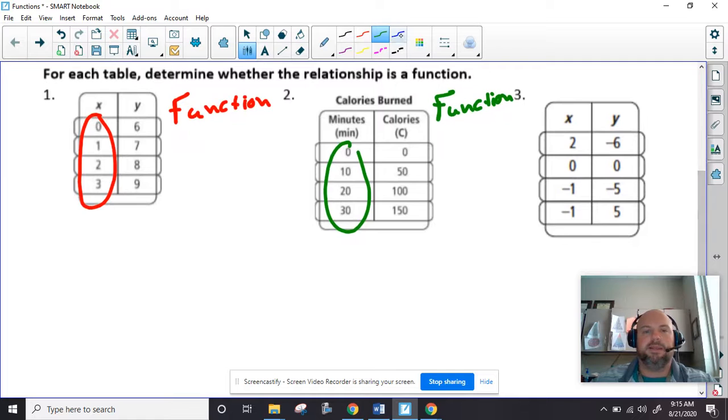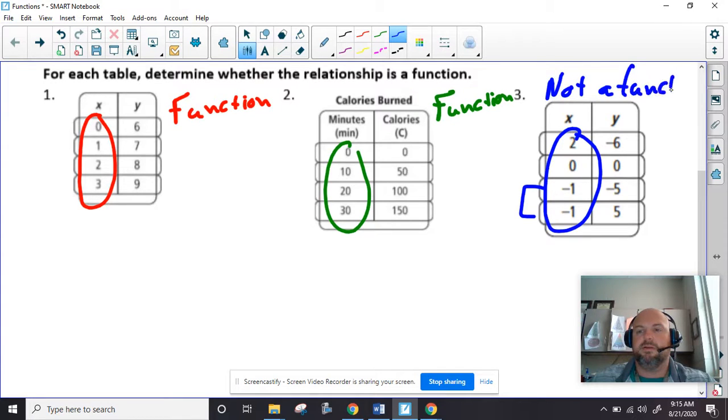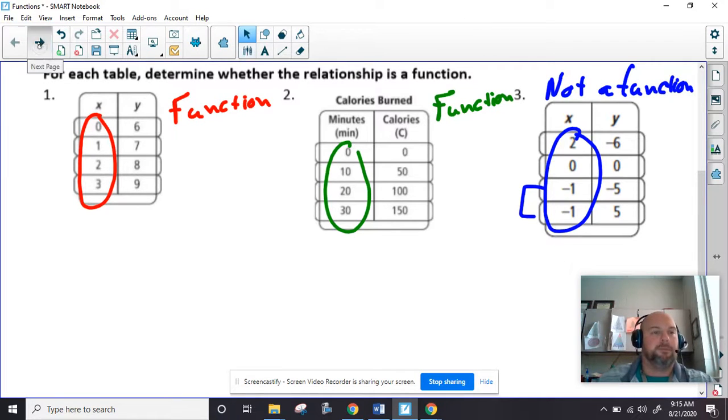All right. We look right here. These two values repeat. This is not a function. All right. I mean, that's it. So it's either no X values repeat. Bam. Okay. We're not getting to one-to-one functions yet. Don't worry about the Y's. We're not there. Okay. All right.